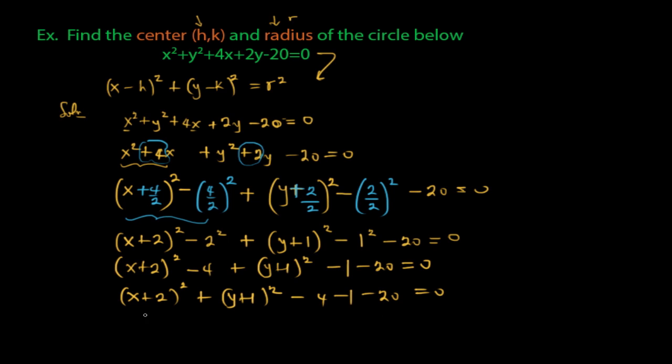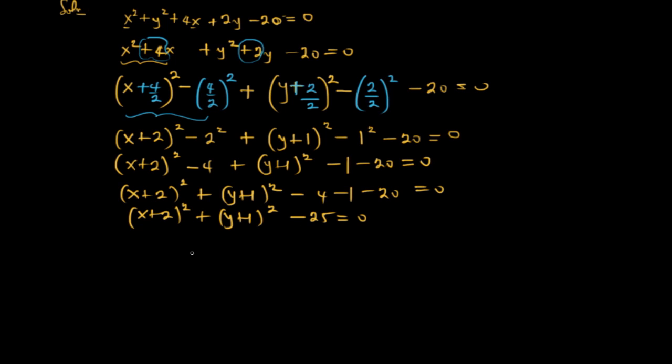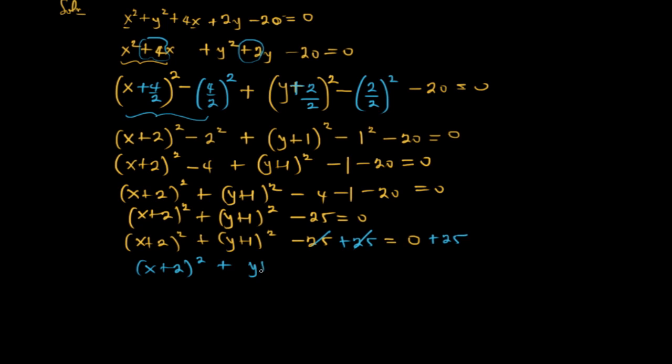And then when you collect like terms, or simplify this further, you have (x plus 2) squared plus (y plus 1) squared. Then negative 4, negative 1, which is negative 5, then negative 20, that's negative 25, equals 0. So the next thing is we'll add 25 to both sides to clear this off. So this becomes (x plus 2) squared plus (y plus 1) squared, then minus 25 plus 25 equals 0 plus 25. So this goes off, and what we are left with is (x plus 2) squared plus (y plus 1) squared equals 25.